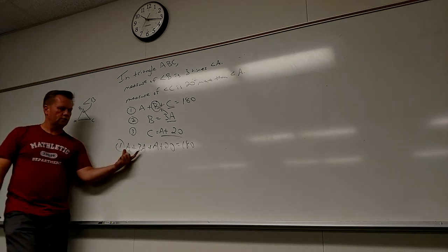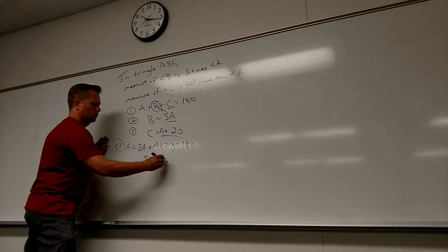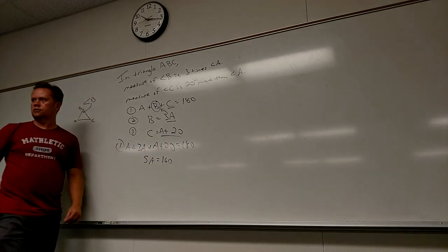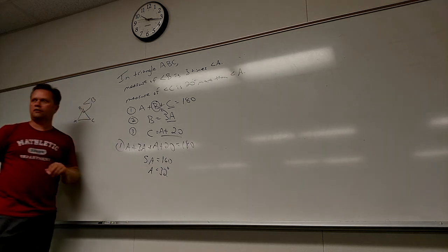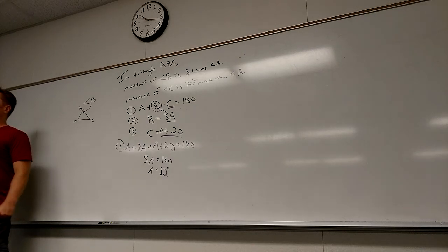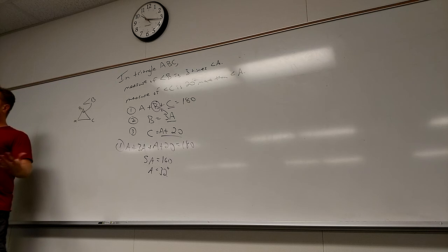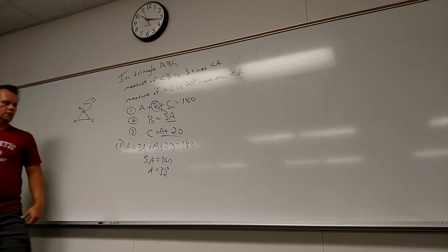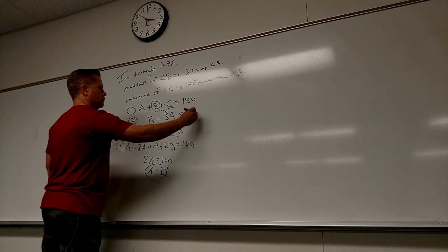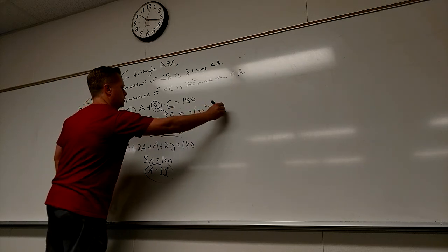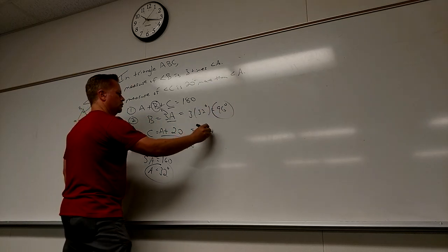Yeah, so you get 5A plus 20 equals 180, subtract 20, so you get 5A equals 160. So then A is 32 degrees. Don't forget the units. If A is 32, then B is 96 degrees. And so C is 32 plus 20, 52 degrees.